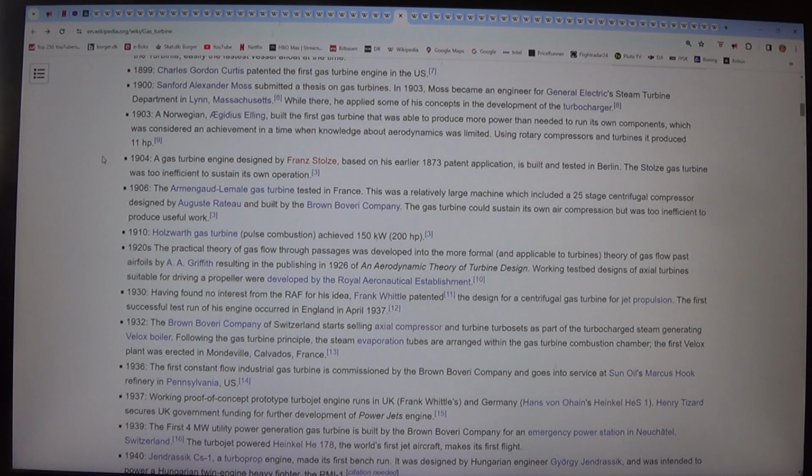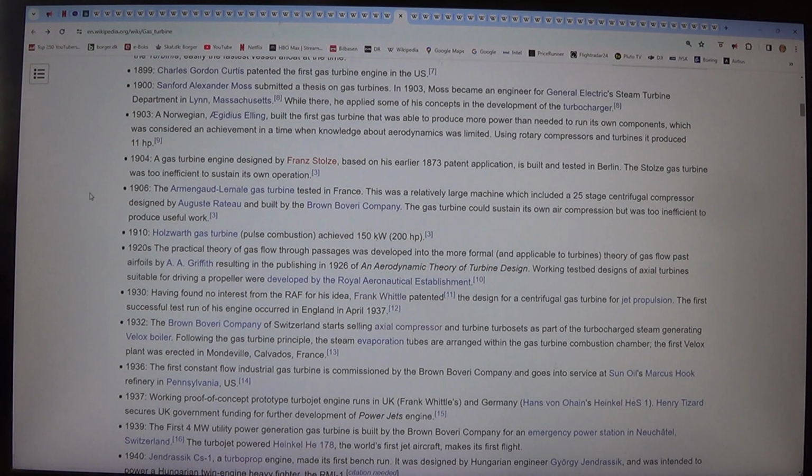1904: A gas turbine engine designed by Franz Stolze, based on his earlier 1873 patent application, is built and tested in Berlin. The Stolze gas turbine was too inefficient to sustain its own operation. 1906: The Armengaud-Lemale gas turbine tested in France. This was a relatively large machine which included a 25-stage centrifugal compressor designed by Auguste Rateau and built by the Brown-Boveri Company. The gas turbine could sustain its own air compression but was too inefficient to produce useful work. 1910: Holzwarth gas turbine, pulse combustion, achieved 150 kilowatts, 200 HP.